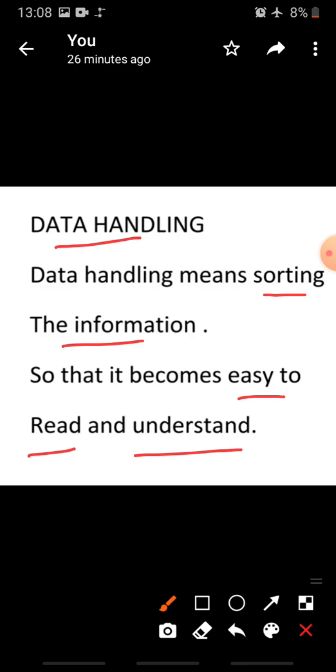Data means any information given, right? Data handling means sorting the information. We can sort the information for the given data, so it is very easy to understand. That is data handling. I will explain you with one example, okay children.